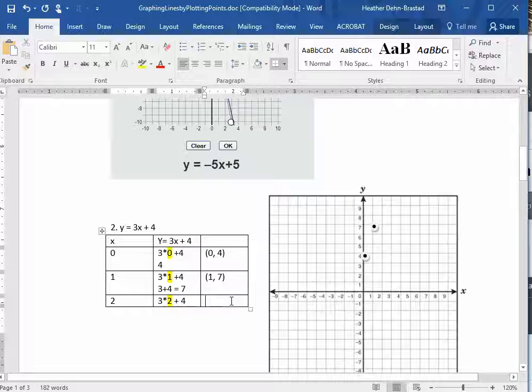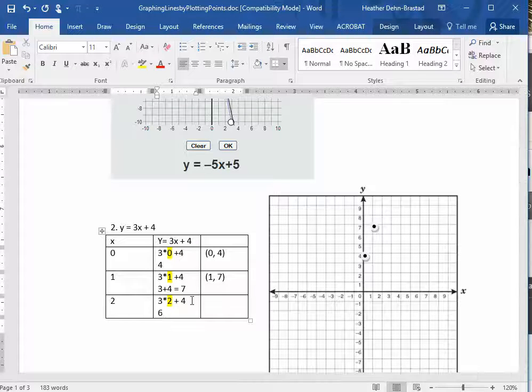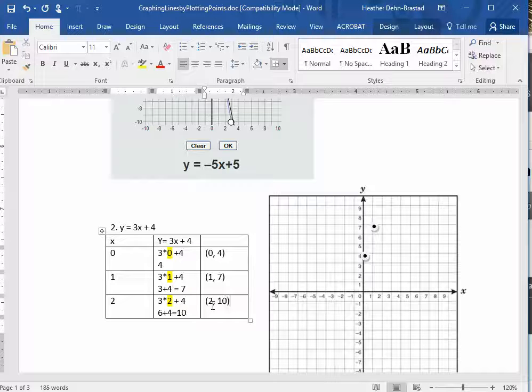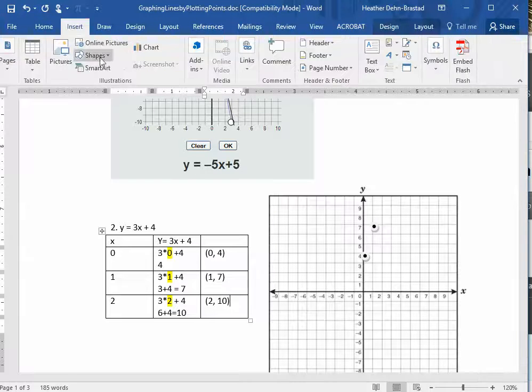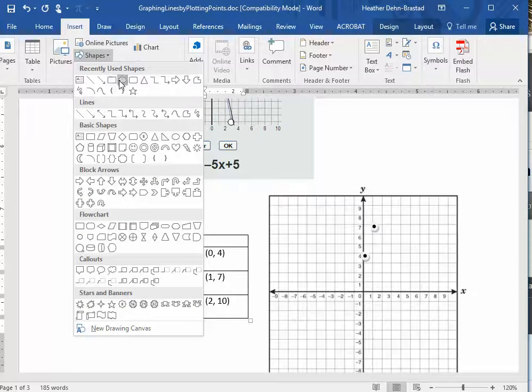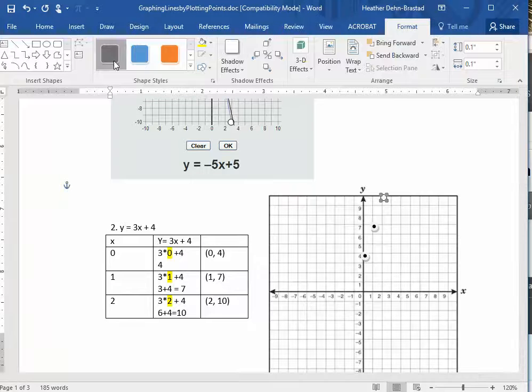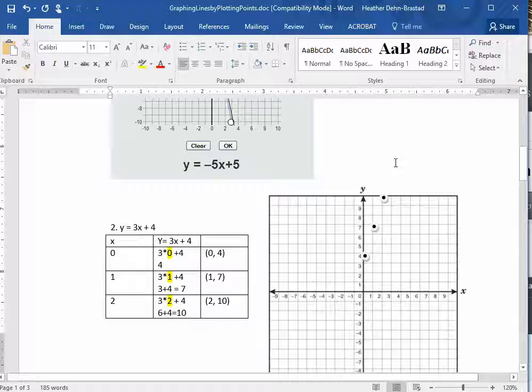So in this one, I had, oops, I didn't finish it yet. 3 times 2 would be 6 plus 4, that's going to equal 10. So my point is going to be at 2, because that's what I let x be, and then 10. So I have to go over here on my graph. I have to go over 2 and up 10, which is right at the top here. And you can see that these are lying in a line. These are all going to be in a straight line.